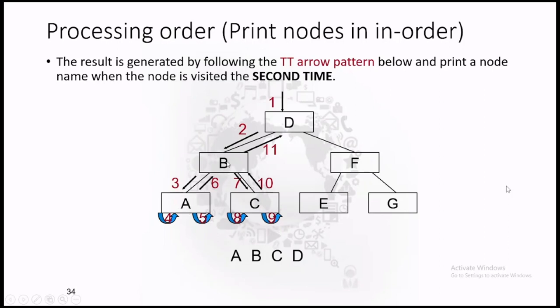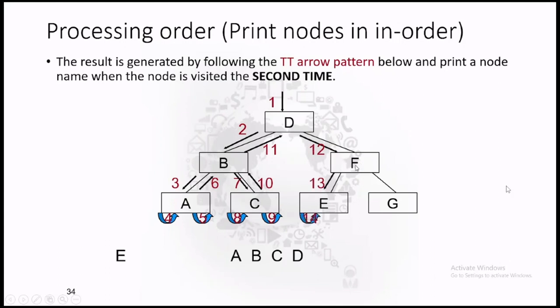When you backtrack to B, it's the second time that it encounters node B, so it prints out. Then it goes to C here. It prints out when it returns from the left. Then backtrack to B, backtrack to D. When backtracking to D over here, it is the second time, so we print out D.